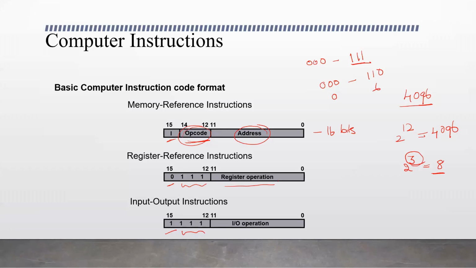And the remaining 12 bits in register reference and IO instructions, there is no memory reference needed. So the operation that needs to be performed will be specified in these 12 bits, register operation in register reference instructions and IO operation in IO instructions.